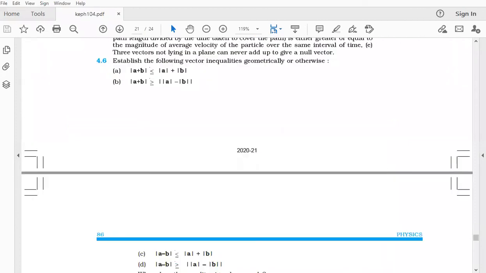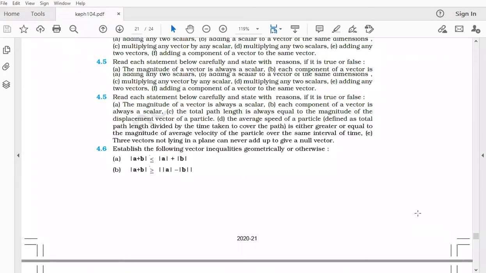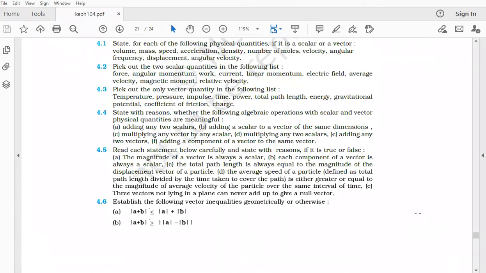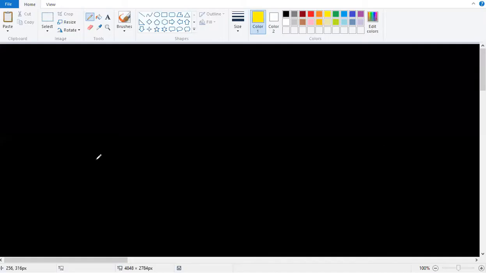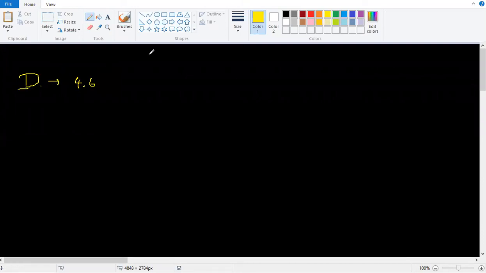Okay, so let's see. This chapter I have classified as easy, medium, and difficult. So take it down. 4.6 is difficult. I will note down the difficult and medium. All the other things will be easy. So difficult problems are 4.6 and 4.7.